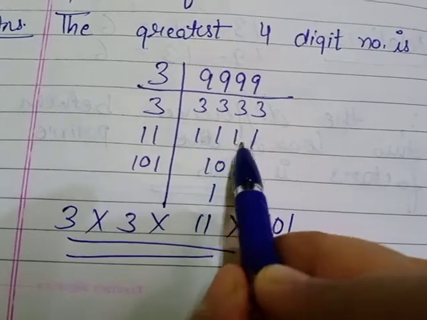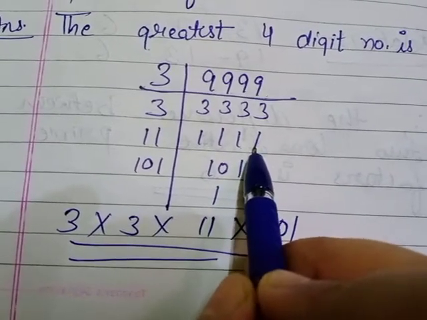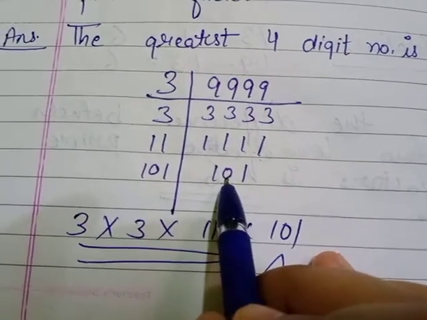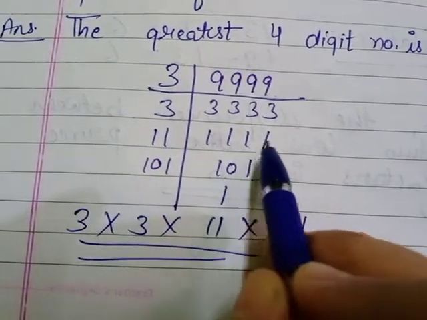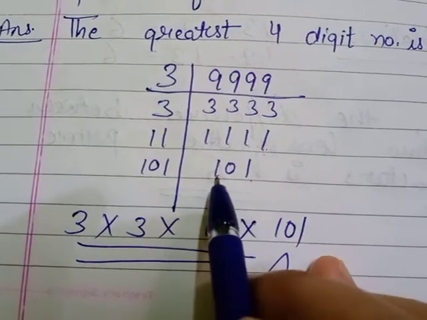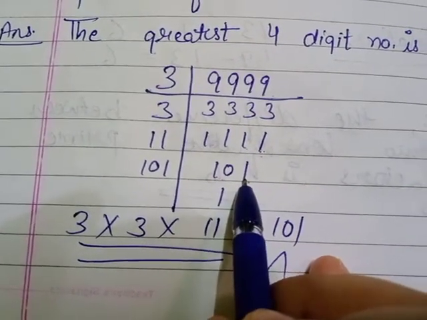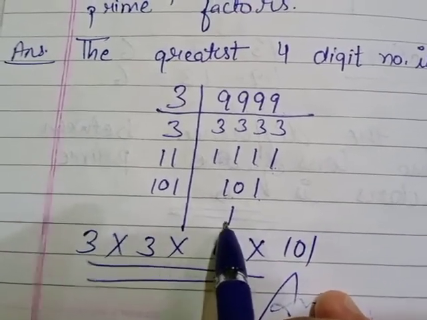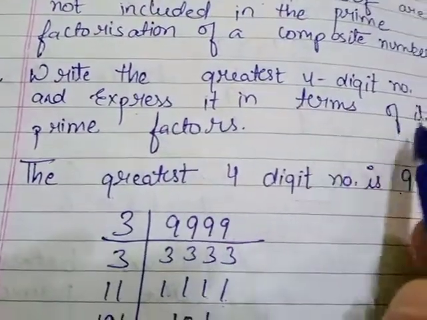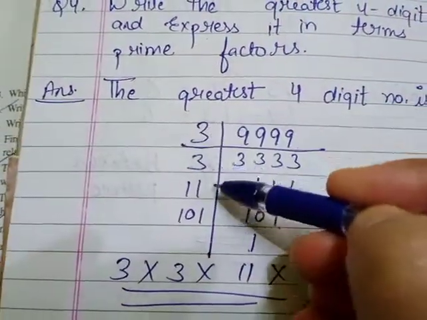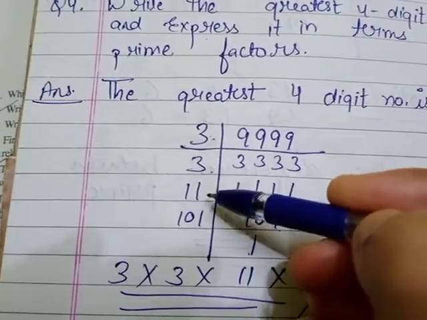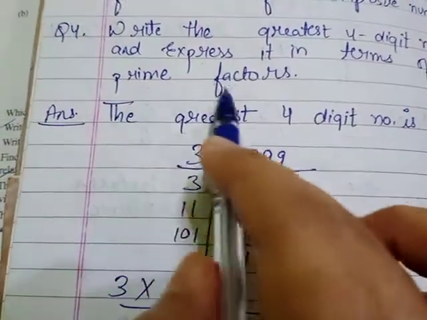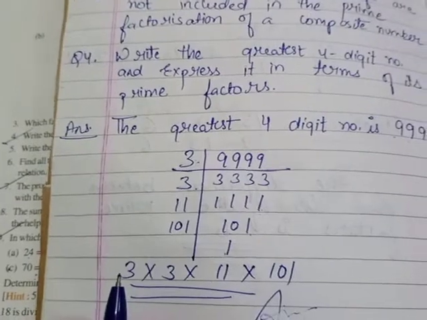Now we have to take both the numbers together. When we take both the numbers together, what do we do? We put 0 in the middle, and then 11 ones are 11. Clear? We get 101 here. 101 is a prime number. It will be divisible in its own table. Clear, na? Then express it in terms of prime factors. 3 multiplied by 3 multiplied by 11 multiplied by 101 is your answer for expressing it in terms of prime factors. Clear?